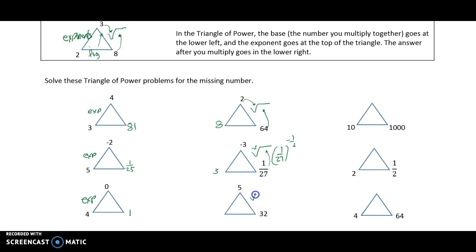So again, think of this side as the radical side. This is the 5th root of 32, which is 2.